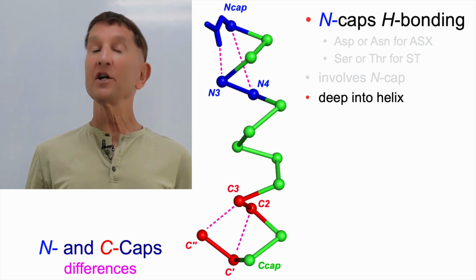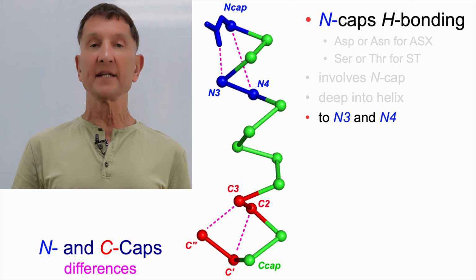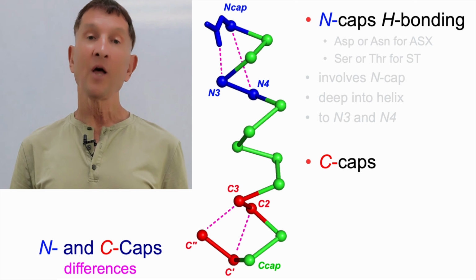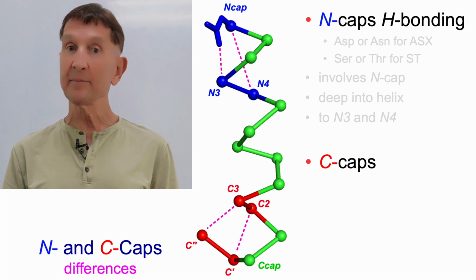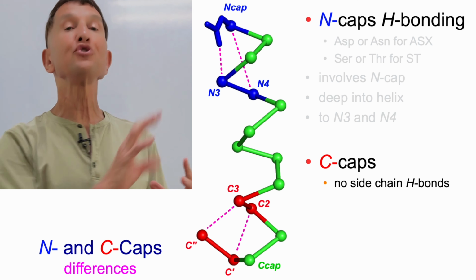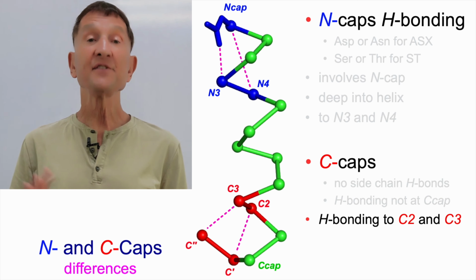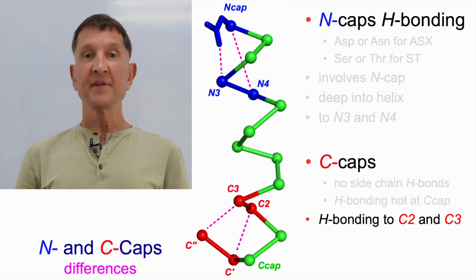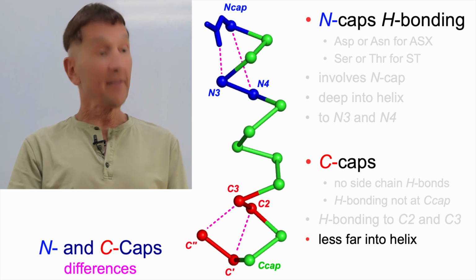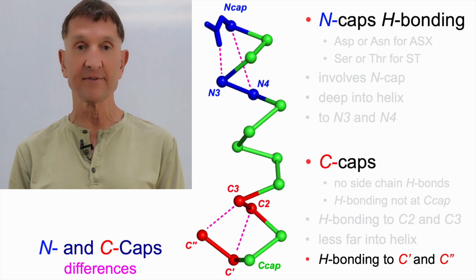In fact, those hydrogen bonding patterns for N-caps go quite deep into the helix, and they involve two residues which we call N3 and N4. Whereas for C-caps, the Schellman loop mimics, the capping motif is shallower. It protrudes more from the end of the helix. And the hydrogen bonding pattern is different. At the N-terminus, the hydrogen bonding pattern involves side chains. At the C-terminus, it doesn't. It's all main chain to main chain interactions.